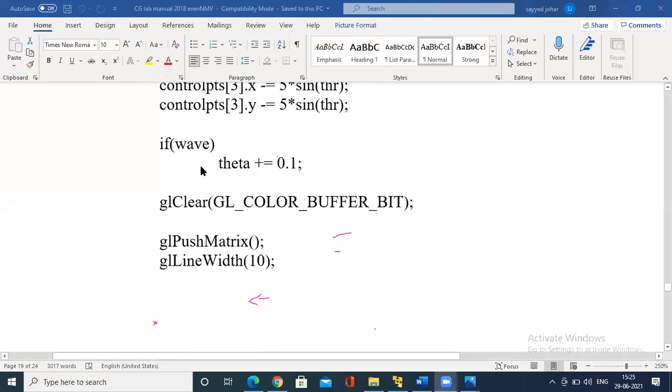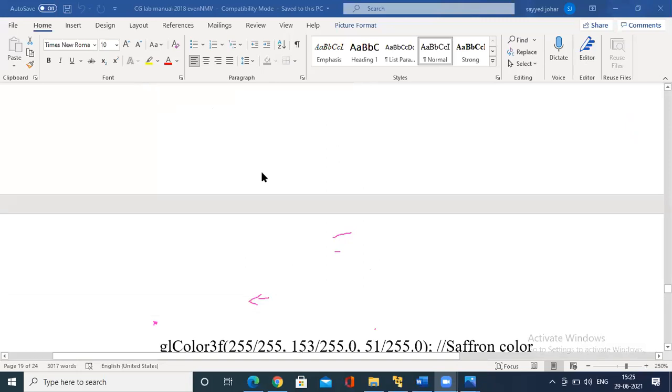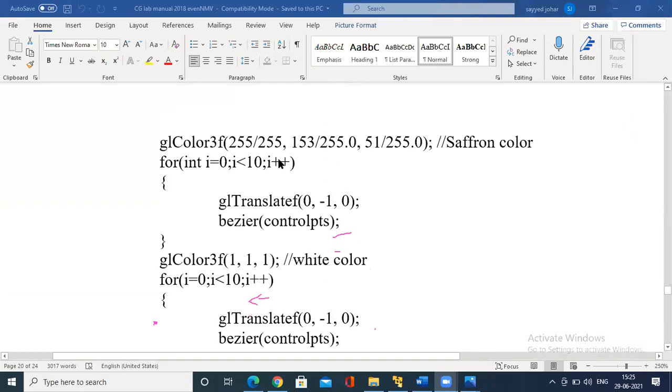If wave, that is, if wave means you are fluttering, at that time you increment theta by 0.1. Then clear the buffer bit, push matrix using line width 10. Using the saffron color, you take the saffron color and you translate. Again, the translate function is being used to provide the bending effect. As you draw many lines between these control points to give the curving effect, we use a translation function and call the Bezier control points. Again, change the color to white.